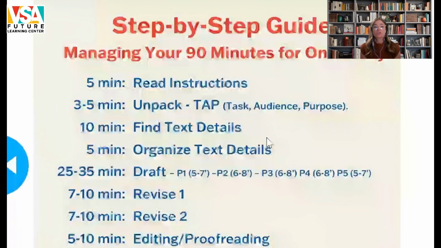Then we take those instructions and we unpack. I want you to think task. What's my task? Who's my audience? And what's my purpose? So if we think back to the different examples of essays that we've covered today, you might be describing, you might be comparing and contrasting, you might be identifying a problem and proposing a solution.